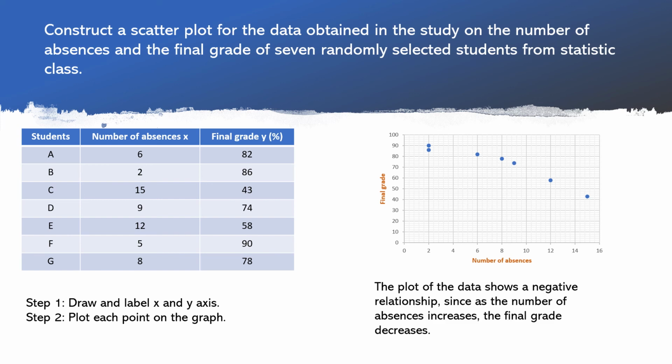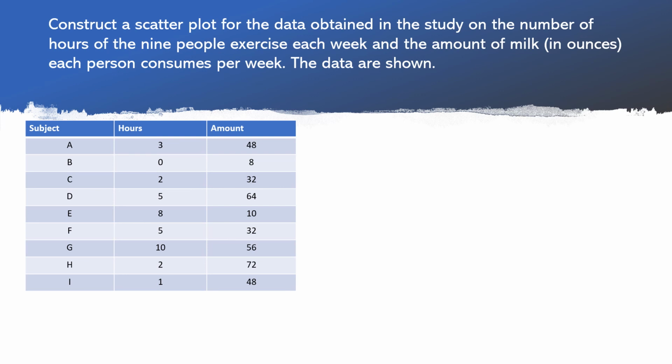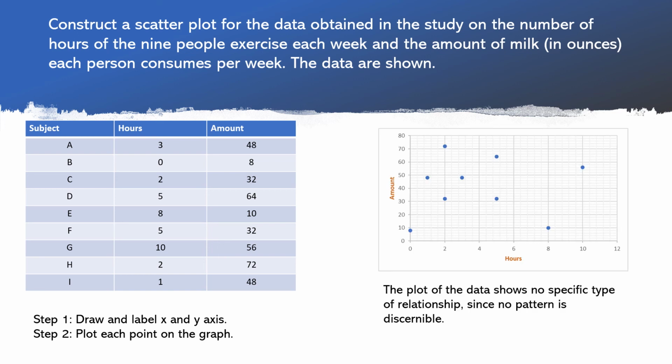As we can see, the plot of the data shows a negative relationship, since as the number of absences increases, the final grade decreases. For our last example, construct a scatter plot for the data obtained in the study on the number of hours the 9 people exercise each week and the amount of milk in ounces each person consumes per week. The data are shown. Step 1. Draw and label the x and y axes. Step 2. Plot each point on the graph. As we observe, the plot of the data shows no specific type of relationship, since no pattern is discernible.